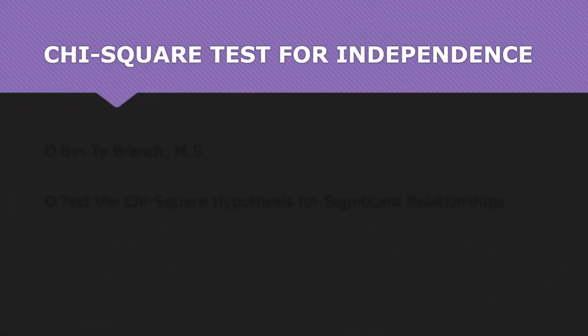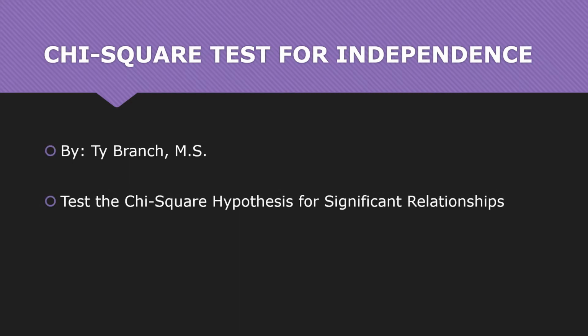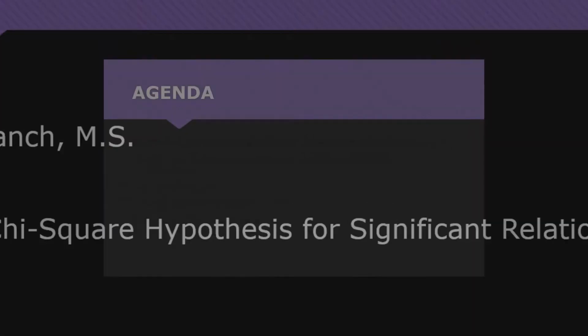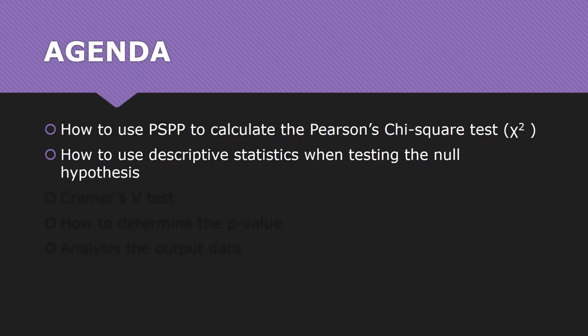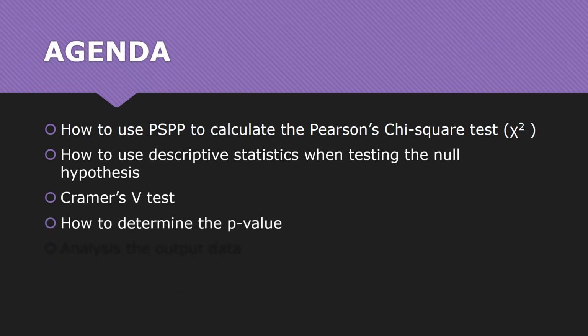This video slide is on the chi-square test for independence. How to test the chi-square hypothesis for significant relationships. Our agenda: how to use PSPP to calculate Pearson's chi-square test, how to use descriptive statistics when testing the null hypothesis, Cramer's V test, how to determine the p-value, and how to analyze the output data.